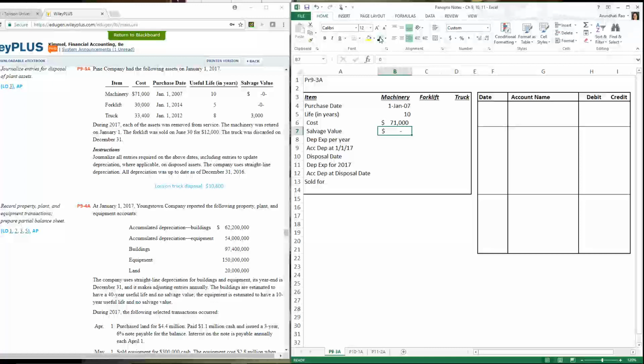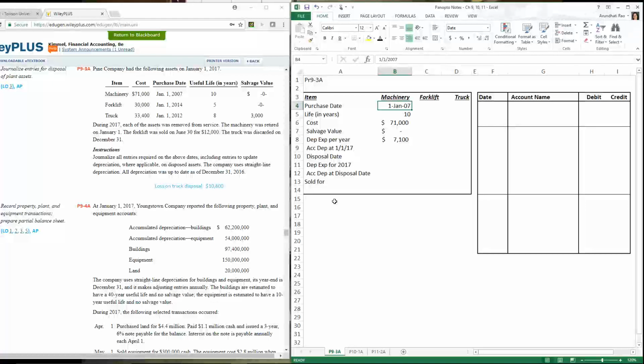Using the straight line method of depreciation, my depreciation expense per year is calculated as original cost minus salvage value divided by life. So 71,000 minus 0, which is 71,000, divided by 10 is 7,100. I have depreciated the asset from Jan 1st, 2007 through December 31st, 2016. I'm sorry, so we're at the start of 2017.